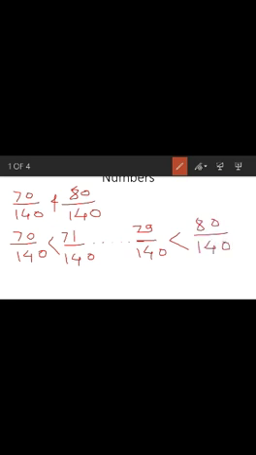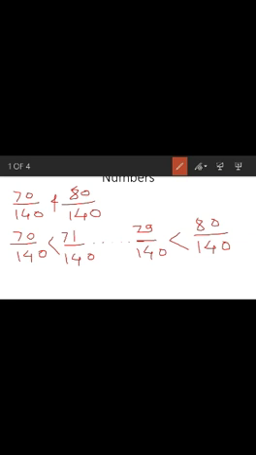Miss, how many numbers are there then? When rational numbers are converted into equivalent fractions with increasingly bigger denominators, more and more rational numbers which lie between them can be expressed. Understood, students? I hope you have understood it.